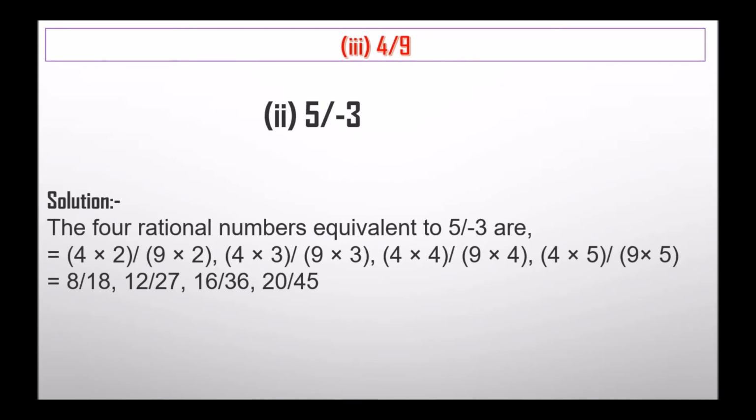So 4 rational numbers equivalent to 4 upon 9 are 4 into 2 upon 9 into 2, that is 8 upon 18. 4 into 3 upon 9 into 3, that is 12 upon 27. 4 into 4 upon 9 into 4, that is 16 upon 36. 4 into 5 upon 9 into 5, that is 20 upon 45.